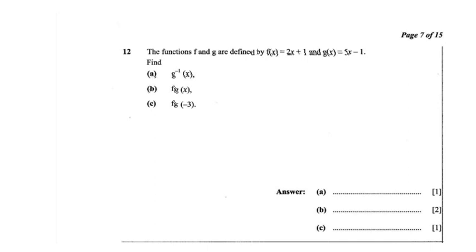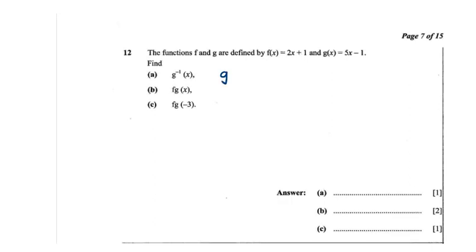So they have said g inverse of x, right? So you say g of x is the function g of x equal to 5x minus 1. So you say let g inverse of x equal to y. Or if you want, you can just say let g of x equal to y. That makes sense. But again, at the end, you have to put g inverse of x. So let's just say let g of x equal to y. So you say y is equal to 5x minus 1.